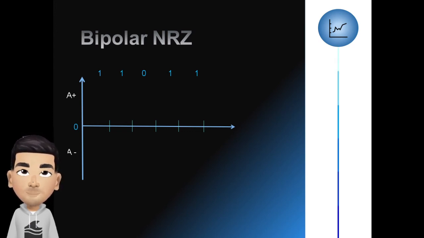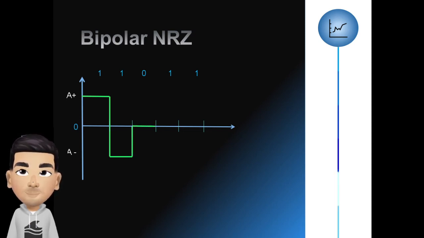We have 1, which will go from A positive. Then since the next data is another 1, the signal will go from A positive, go down to A negative to complete another cycle. Then the next data is 0, which will make the signal go from A negative into 0 and complete another cycle.